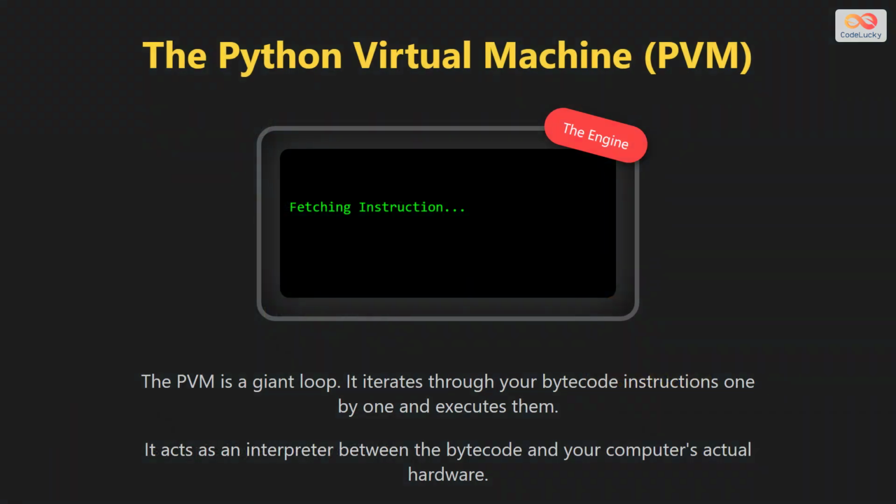Now we reach the engine room, the Python virtual machine. The PVM is a loop that iterates through your bytecode instructions one by one. It acts as the final bridge, interpreting those software instructions into actions your specific computer hardware can perform.